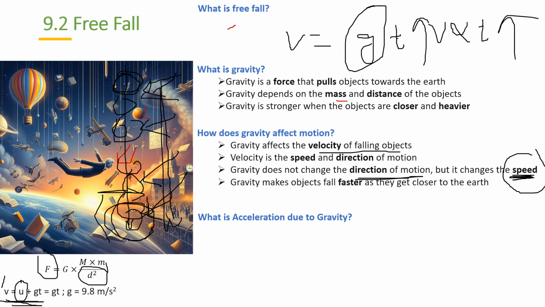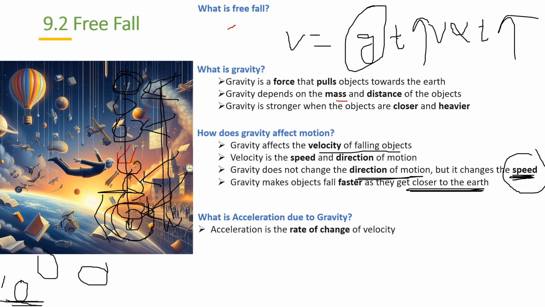So there is a second way to look at it. Why does gravity make objects fall faster as they get closer to the earth? One way to look at it is that distance is reduced, so force is more. The second way is that time elapsed is more, so velocity is more. Next, let's get into the acceleration due to gravity.